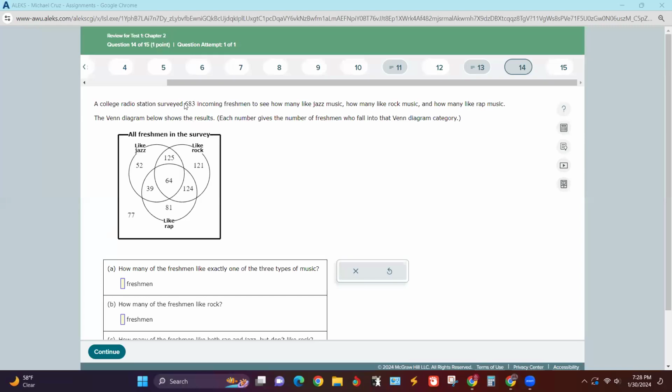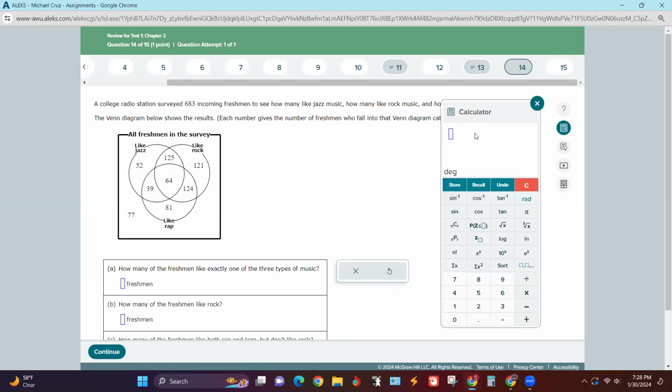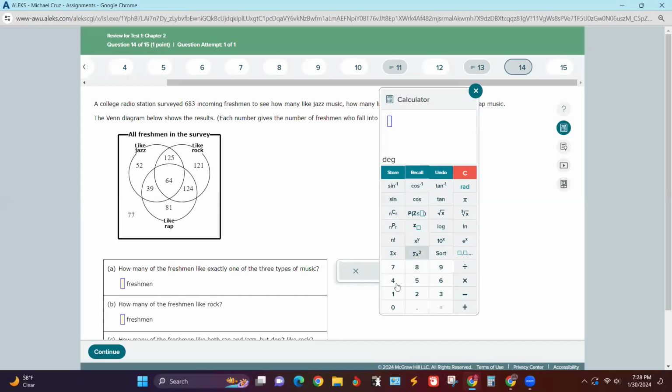All right, so we're going to have 683 total. So I'm going to trust that all these add up to 683. But we can always check it. If you check other people's work, then it's easier sometimes to check your own.